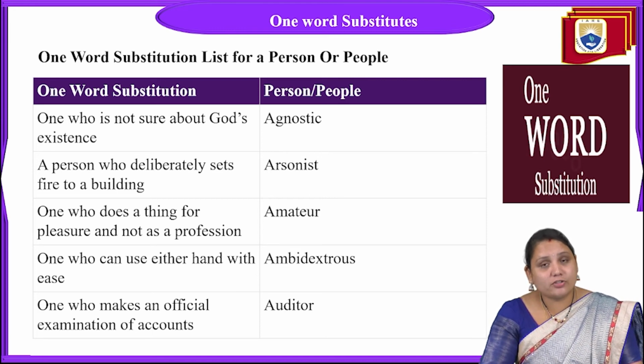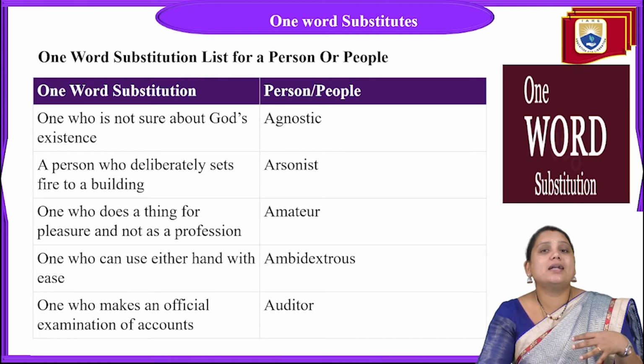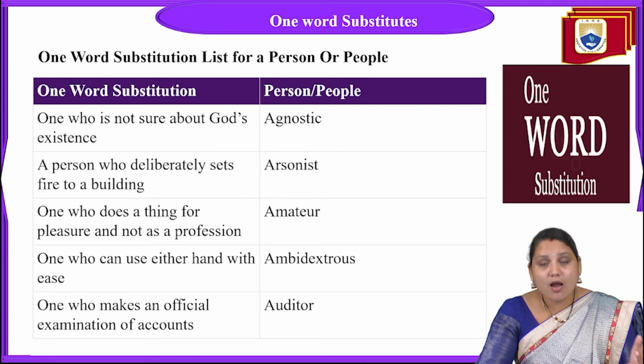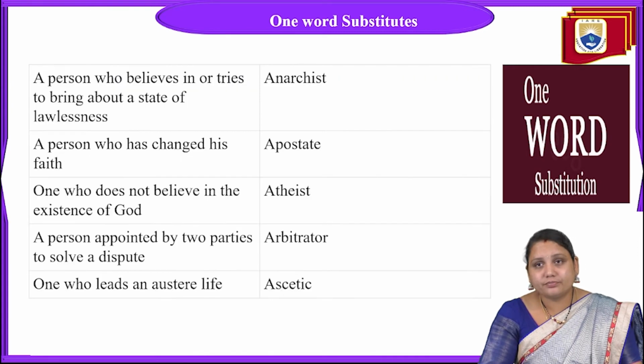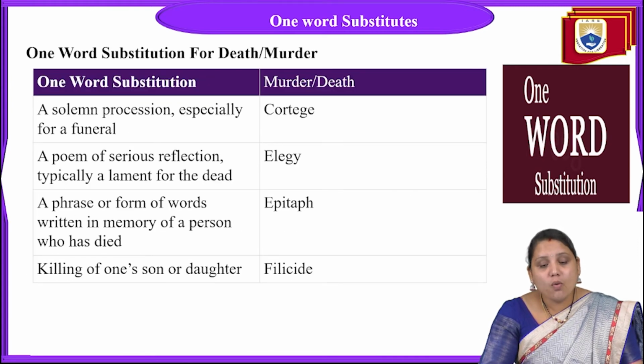Next, ambidextrous, one who can use either hand with ease. That means both the hands he can use with ease. Auditor, one who makes an official examination of accounts. Next, one word substitution for death or murder.